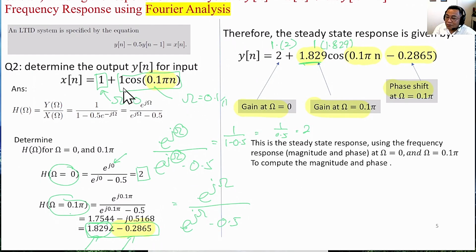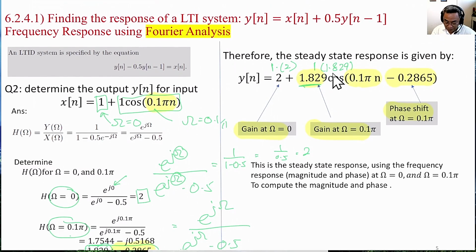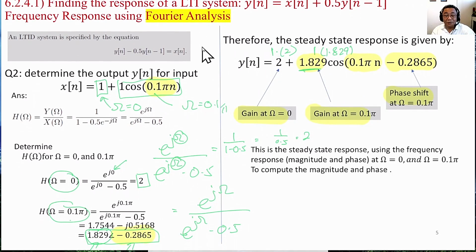Now, there's a very small thing that you should note. I'm sending you not a one-sided input anymore, but 1 and cosine 0.1 pi n for all n. That's why these last forever. This 1.829 doesn't last only from n equals 0 to infinity. It lasts forever, from negative time indices as well. But this is what we call the steady state response of the system. So we are now done with the steady state response by Fourier analysis.